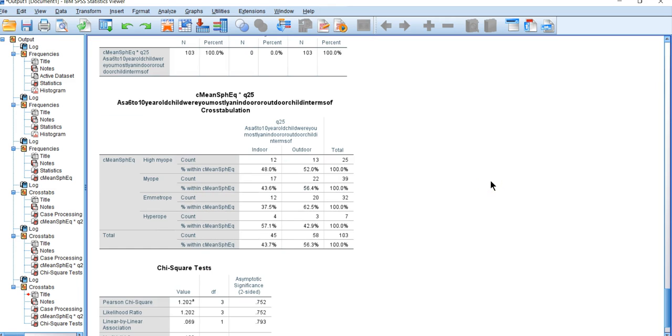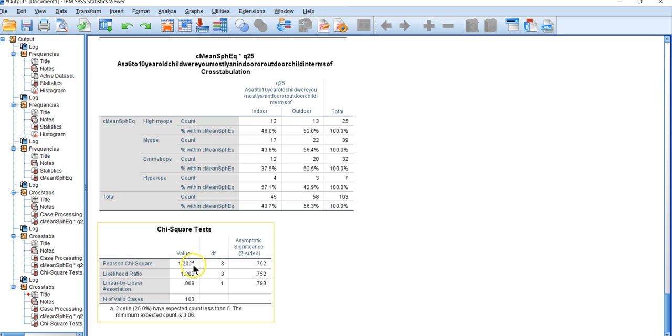Here we go. Again, we got up over 1 anyway, but now the degrees of freedom in this 2 by 4 table are 3. Degrees of freedom are rows minus 1 times columns minus 1. 2 minus 1 is 1, 4 minus 1 is 3, 1 times 3 is 3, thus the degrees of freedom are 3.